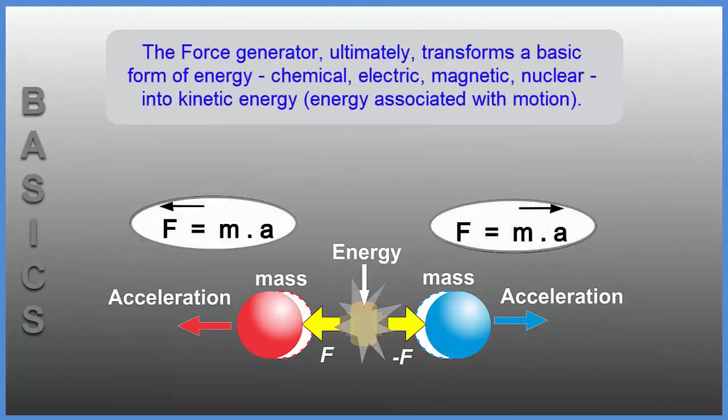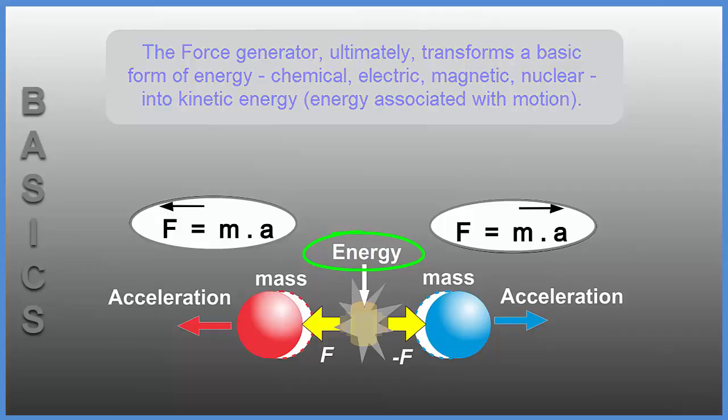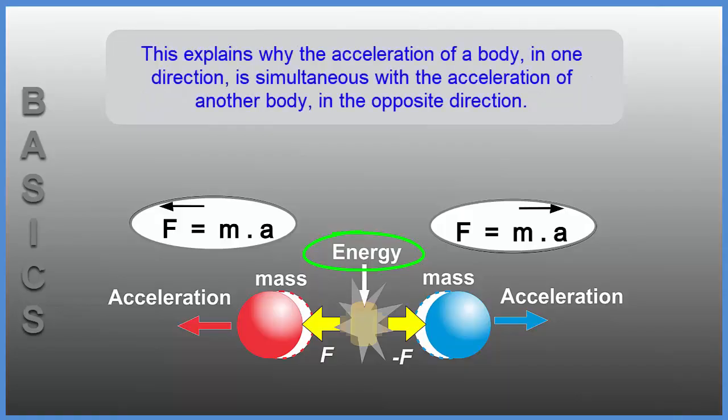The force generator, ultimately, transforms a basic form of energy, for instance chemical, electric, magnetic, nuclear, into kinetic energy, the energy associated with motion. This explains why the acceleration of a body in one direction is simultaneous with the acceleration of another body in the opposite direction.